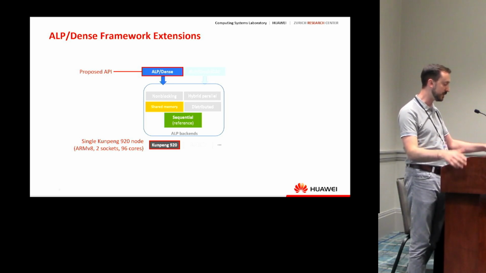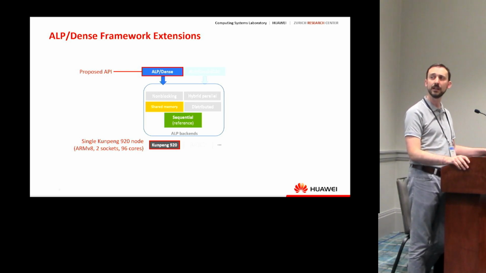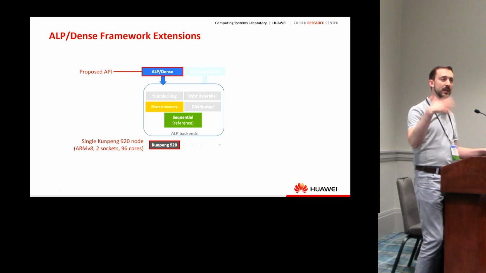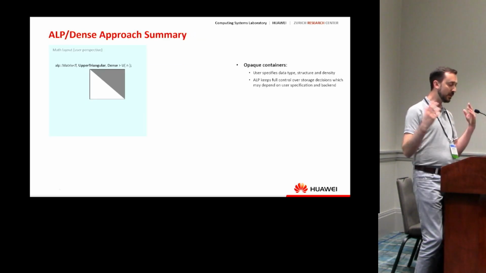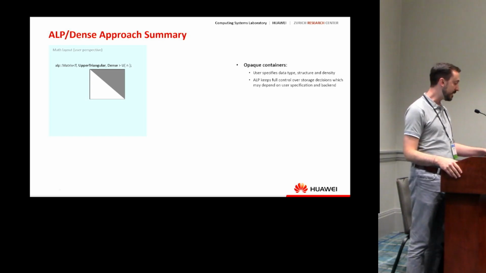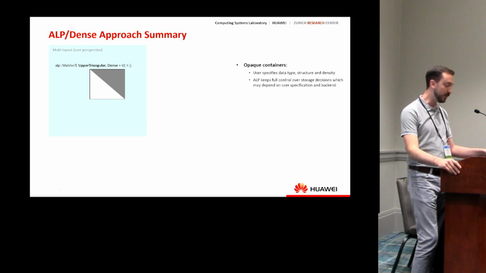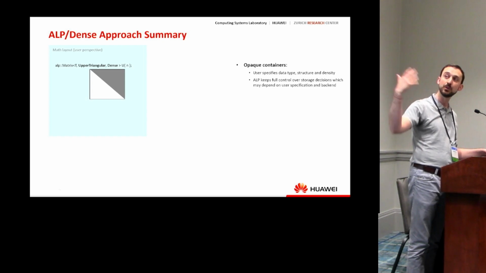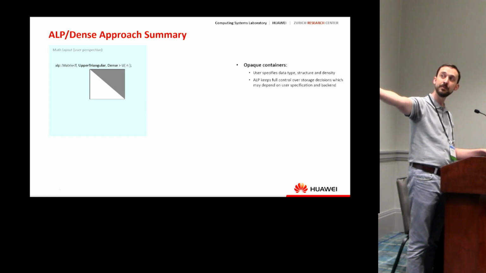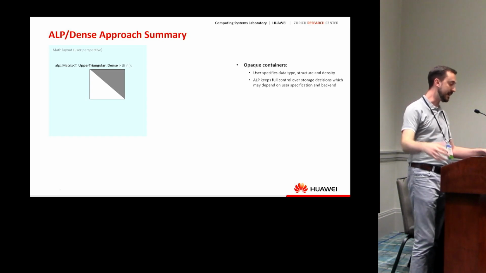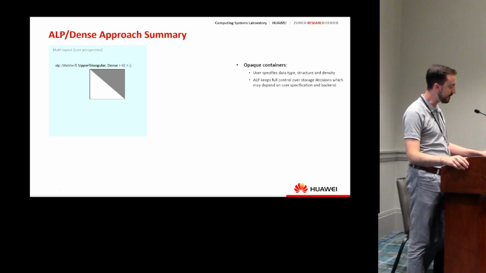It's a server-level CPU. It's essentially an ARM v8 ISA with 2 sockets, 96 cores. And the summary of the API extension is as follows. So what we would like is the user to have in mind the math. So we have the container on the left here, what we call, let's say, the math layout. So the user perspective is on the math layout.